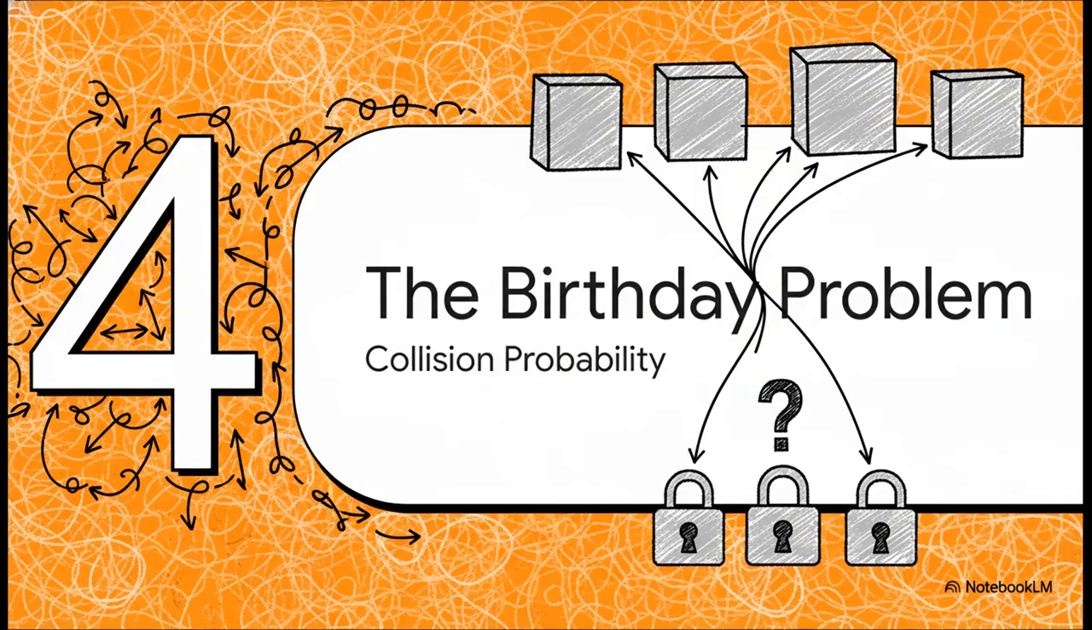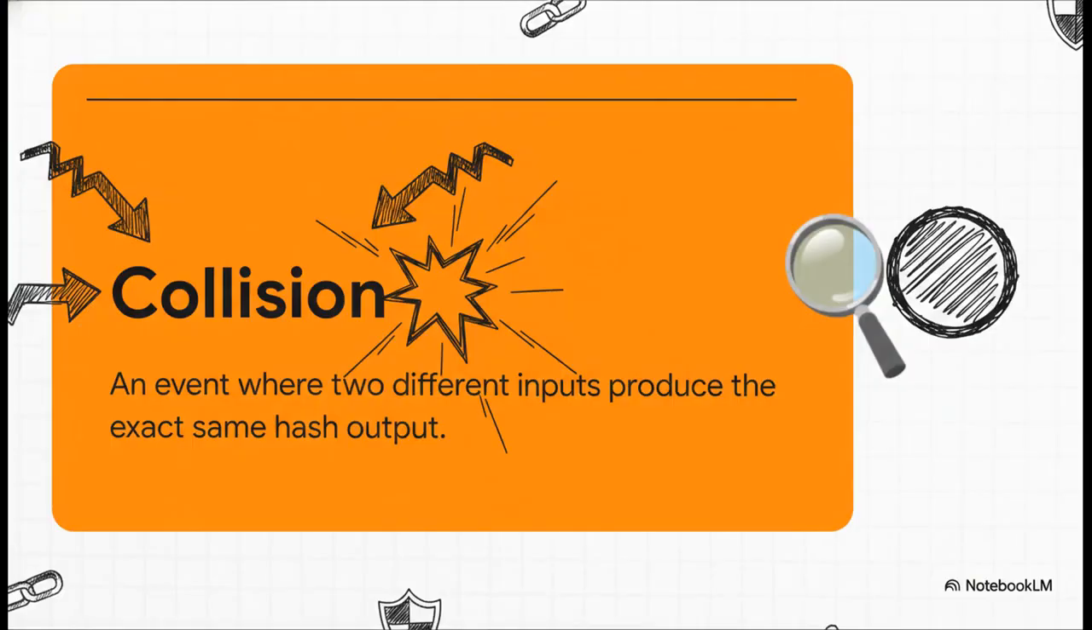So this probably brings up an interesting question in your mind. If we're turning basically an infinite number of possible inputs into an output that has a fixed length, is it possible for two different inputs, like, say, two different passwords, to accidentally create the exact same hash? That event actually has a name. It's called a collision. And for any hash function to be considered secure, collisions have to be so mind-bogglingly unlikely that they're just, well, practically impossible.